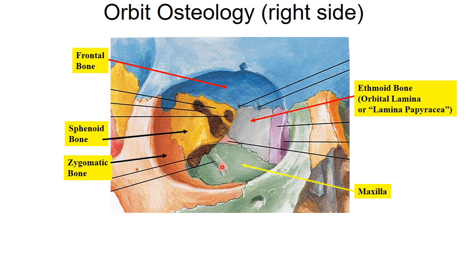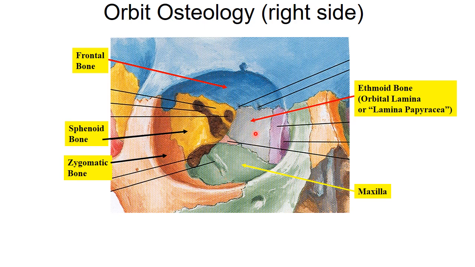And then the other part of the floor of the orbit is going to be maxilla, which is the upper jawbone, actually. It goes all the way up into the orbit. And obviously at the other end of this thing, we're going to find teeth, but that's the maxilla right there, the upper jawbone. It forms the floor of the orbit.